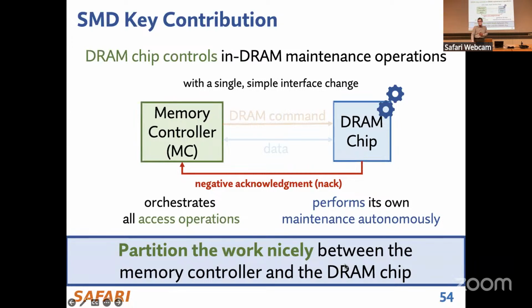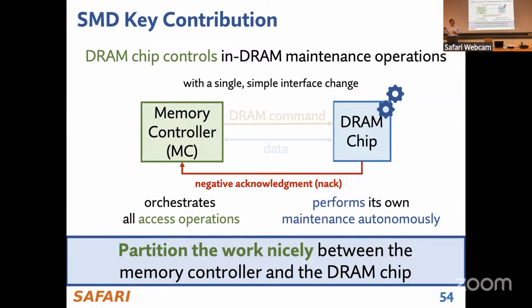And we believe this is a step in the right direction, a little bit more memory-centric, not completely memory-centric, as opposed to being completely processor-dominated on the memory. And this enables a lot of breathing room and partitions that work nicely between the memory controller and the DRAM chip. Memory controller does what it's good at, orchestrating access operations. DRAM chip does what it's good at, maintaining itself, refreshing, figuring out what to refresh, what not to refresh, right?